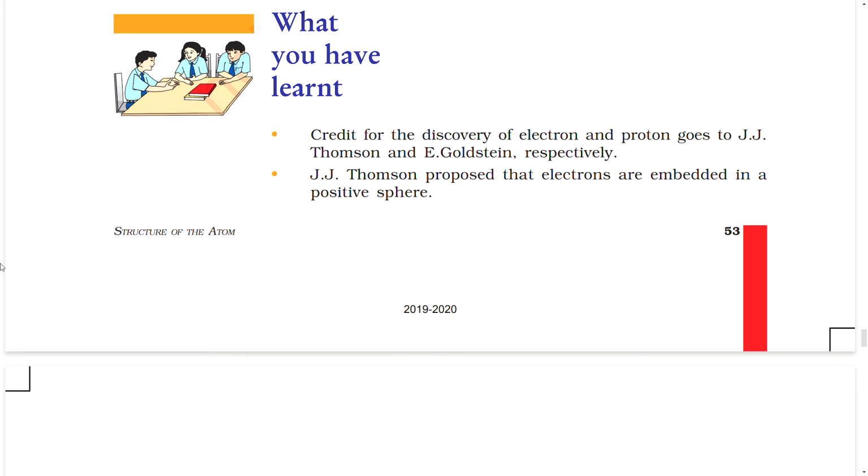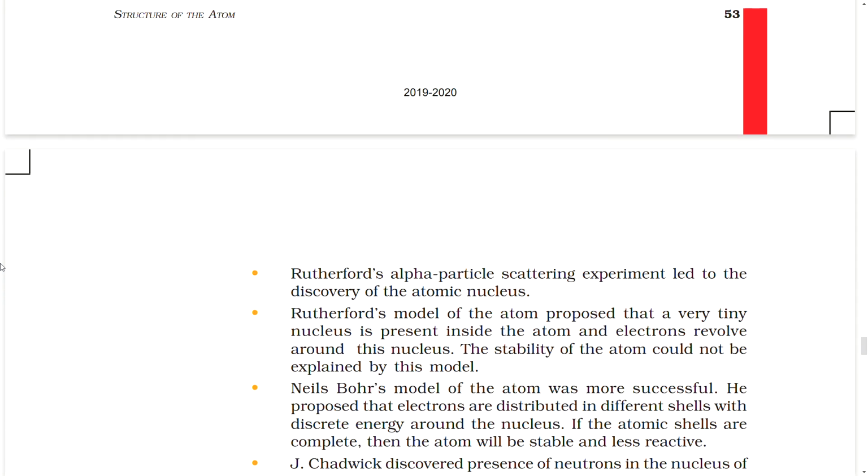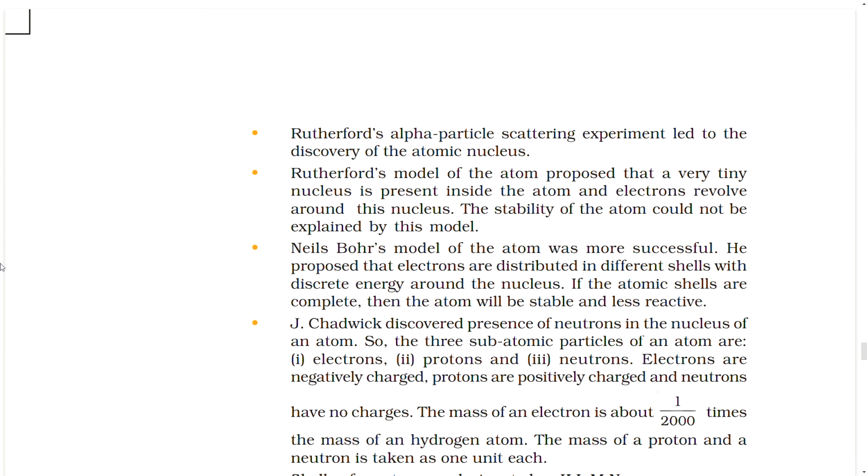What you have learnt. Credit for the discovery of the electron and proton goes to J.J. Thomson and E. Goldstein, respectively. J.J. Thomson proposed that electrons are embedded in a positive sphere. Rutherford's alpha particle scattering experiment led to the discovery of the atomic nucleus. Rutherford's model of the atom proposed that a very tiny nucleus is present inside the atom and electrons revolve around this nucleus. The stability of the atom could not be explained by this model.